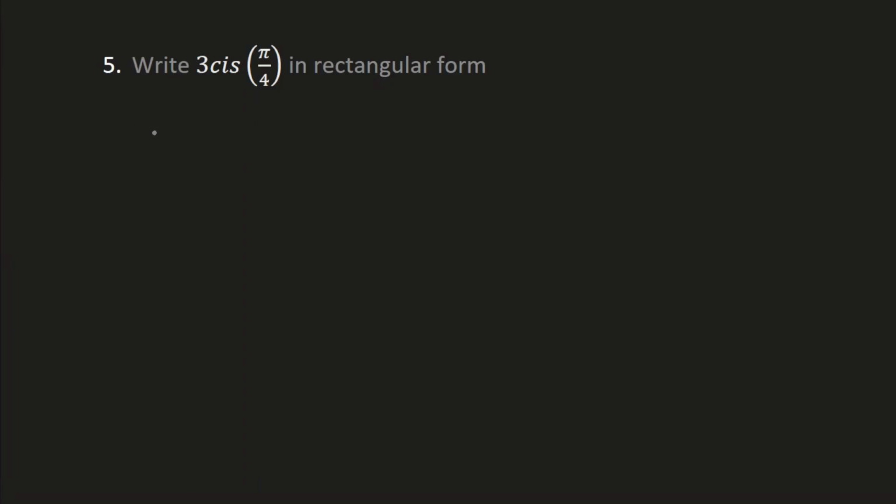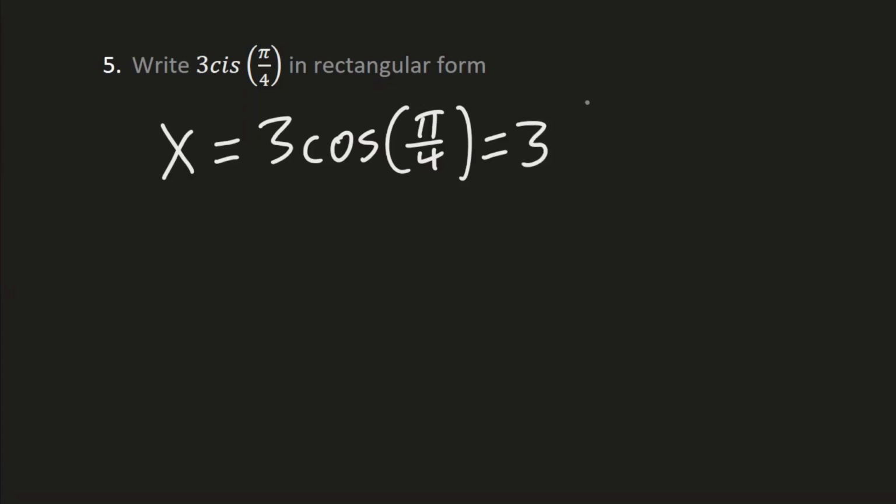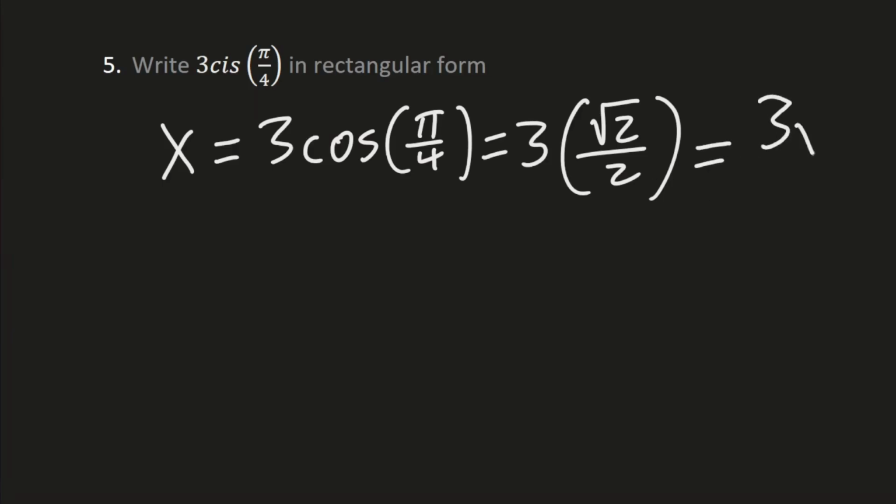For this question, we do the same thing. Our x is going to be equal to 3 times the cosine of pi over 4, which is equal to 3 times square root of 2 over 2, since cosine of pi over 4 is square root of 2 over 2. That will give us 3 square root of 2 all over 2.